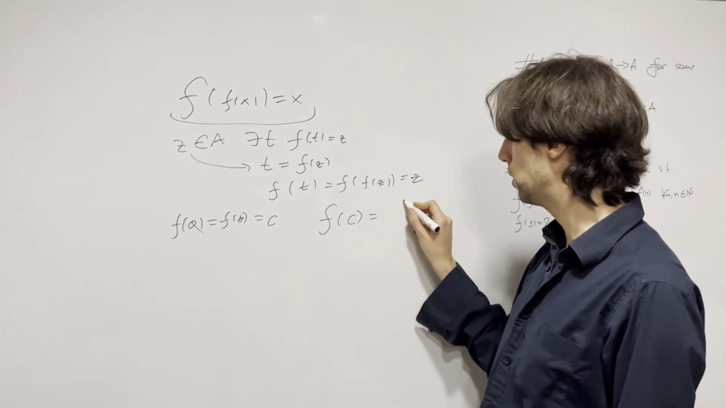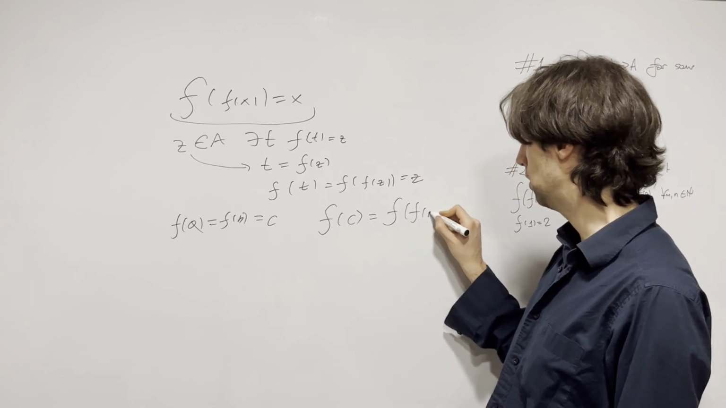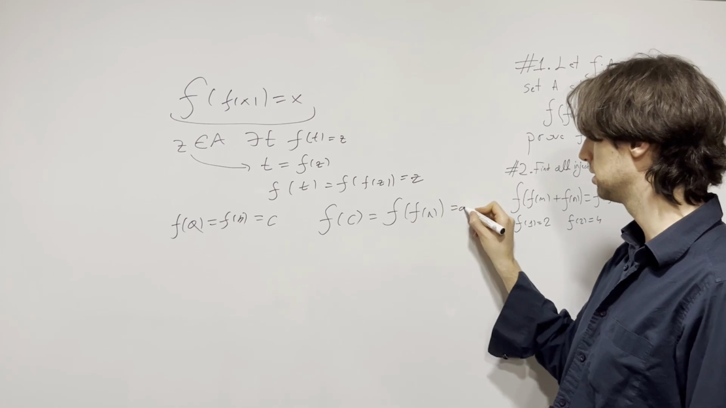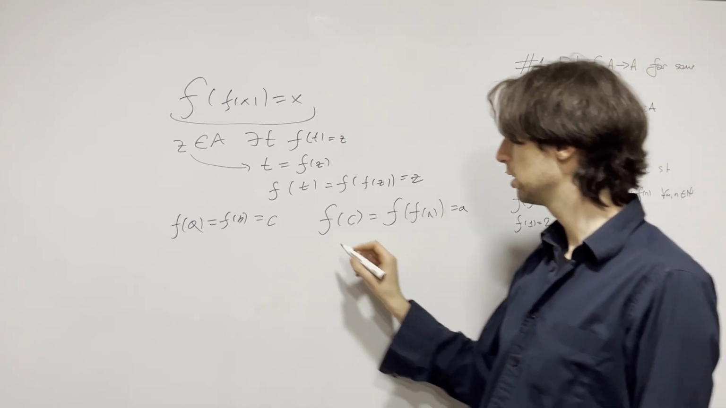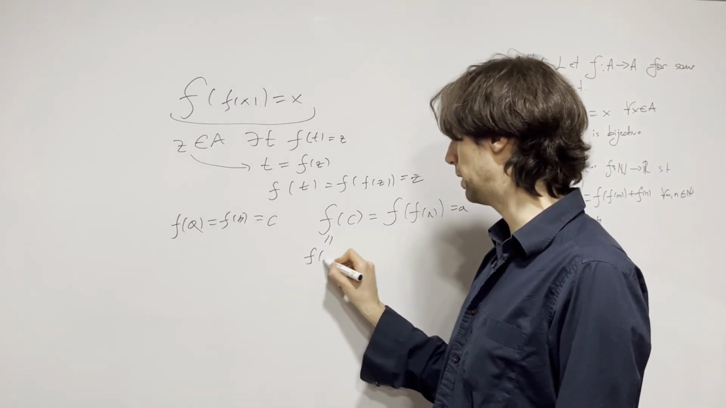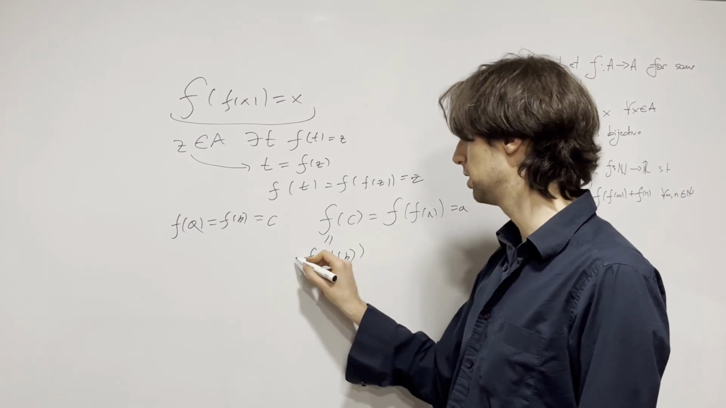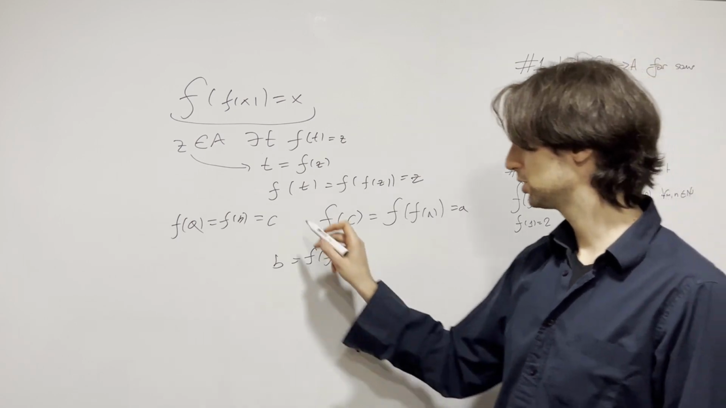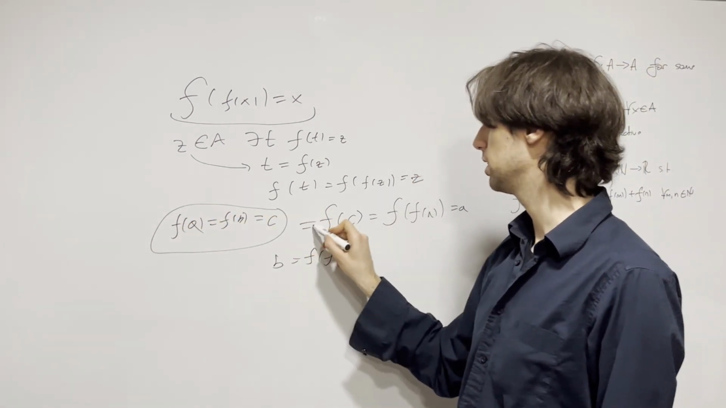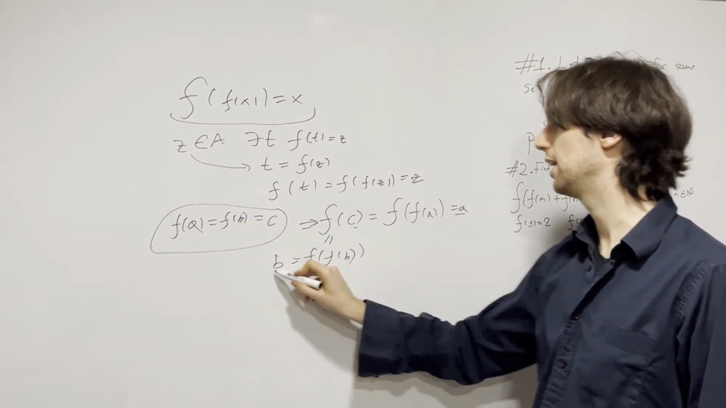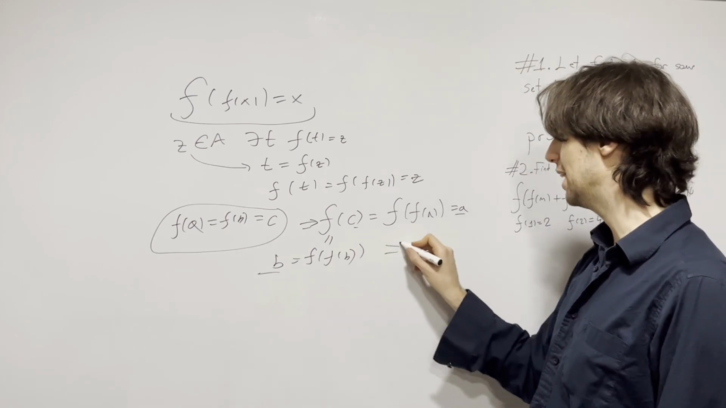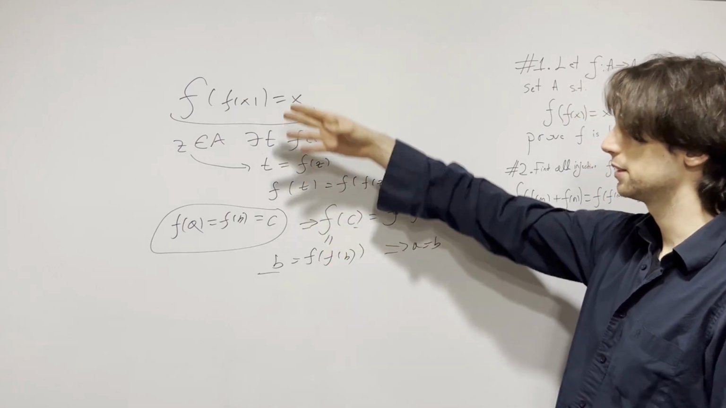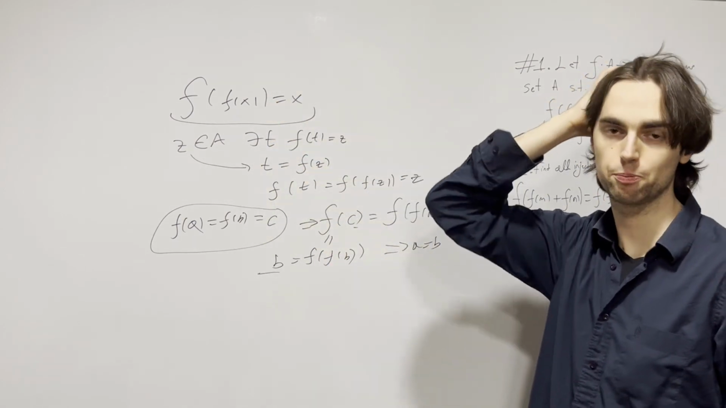Well, f of c is on one hand equal to f of a, which is by this equal to a. On the other hand, this is equal to f of b, which is by this equal to b. So we have this thing right here, which implies f of c is both a and b, which implies that a is equal to b, and ergo, the function f is bijective.